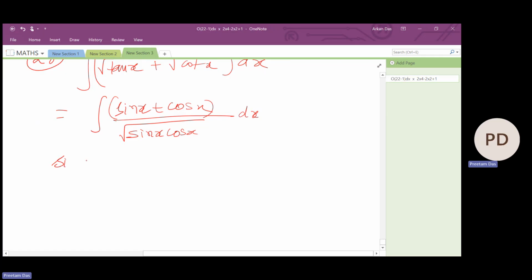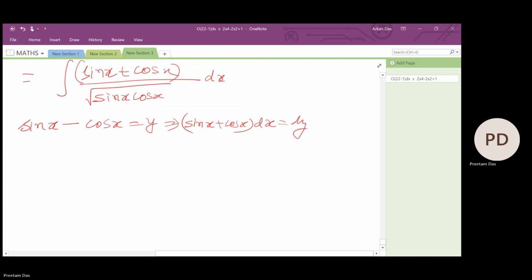Very easy to see, it is nothing but sine x minus cos x. So let us consider sine x minus cos x to be y. And then sine x plus cos x dx will be equal to dy. But what will be that sine x cos x in the denominator? For that, you have to square this. If you square this, you will get 1 minus 2 sine x cos x as y square. So what will be sine x cos x? It will be (1 minus y square) by 2.